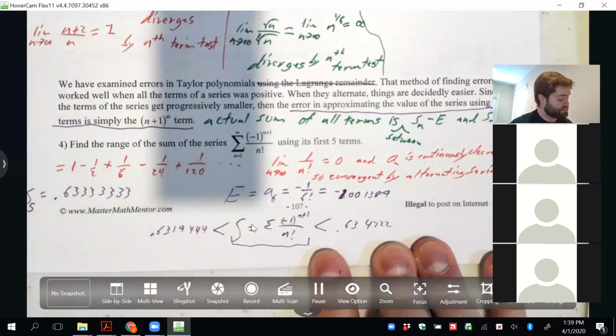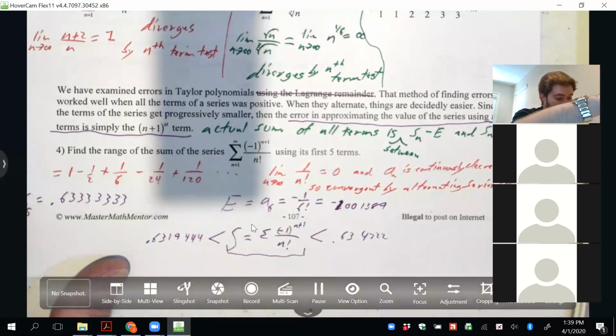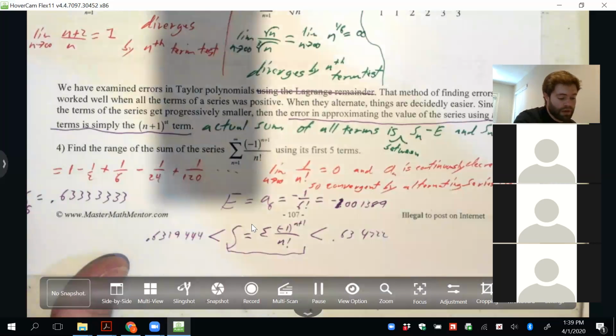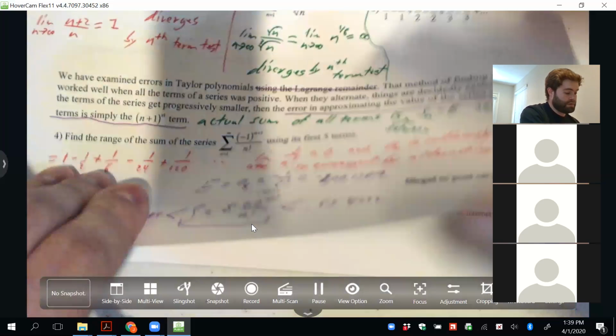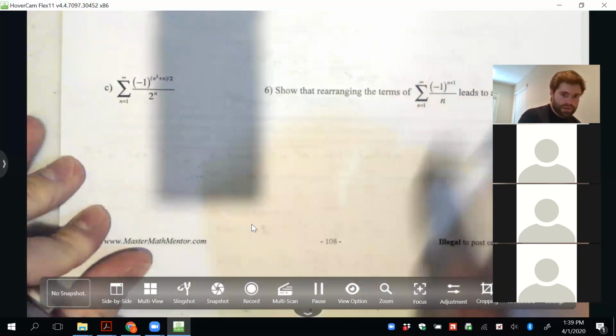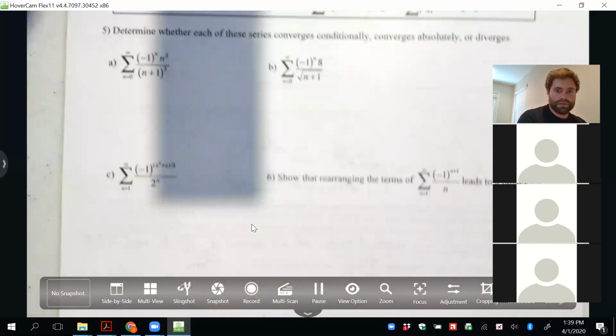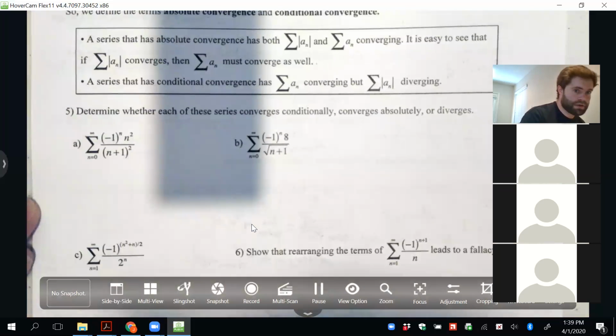Okay, well, let's go on. On the next page, you can skip the top paragraph. This then talks about absolute and conditional convergence.